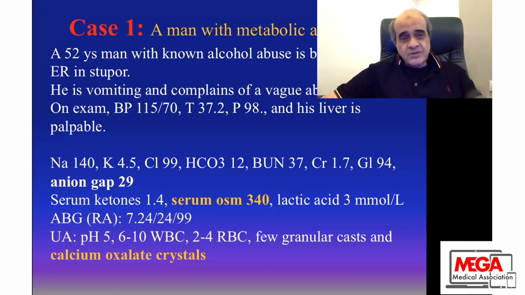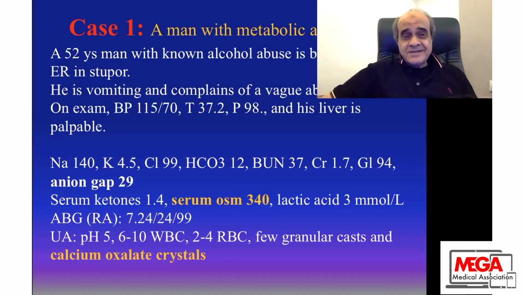If you look at the sodium, about 140, the calculated osmolarity here is about 290, but the measured one is 340. And so there is an osmolar gap, a high osmolar gap. Lactic acid is about 3. ABG pH is 7.24, so there is metabolic acidosis. Carbon dioxide 24, and oxygen 99. Urine examination: pH 5, some white blood cells, some RBCs, few granular casts, and calcium oxalate crystals.